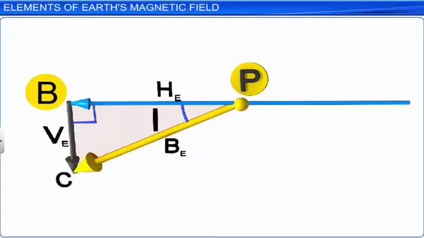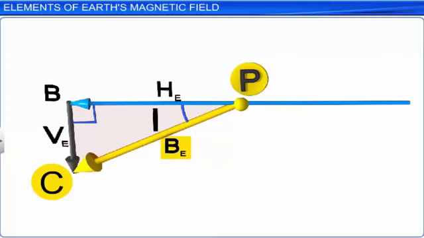Draw a line PC making an angle I with PB. Draw a line BC perpendicular to the line PB with an arrowhead at C. Line BC represents the vertical component VE of the Earth's magnetic field. On the line PC, put an arrowhead at C. Line PC represents the total magnetic field BE of the Earth at the point P. We can now write the trigonometric relationships for the sides and the angle in the right-angled triangle.